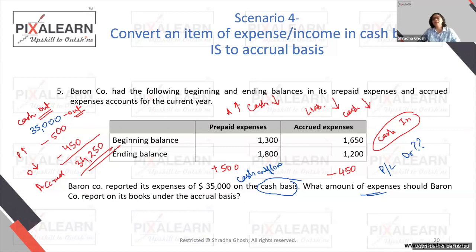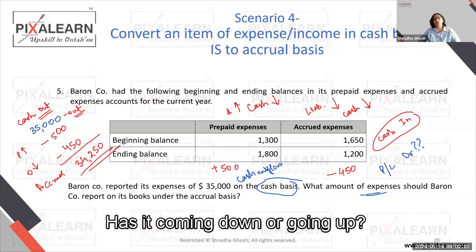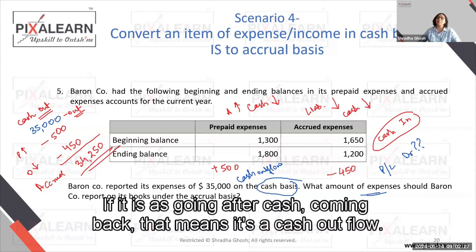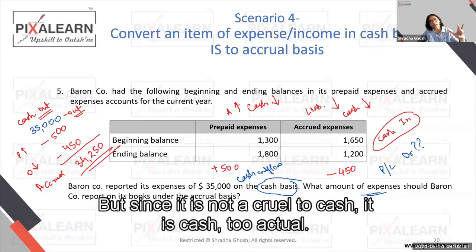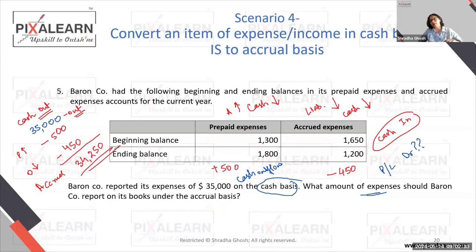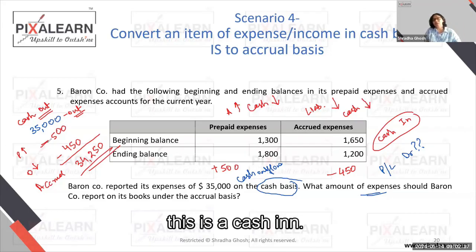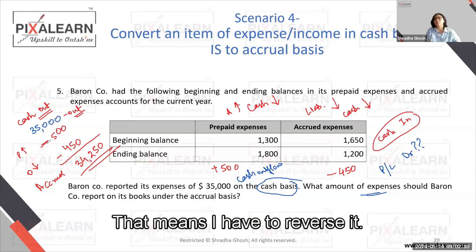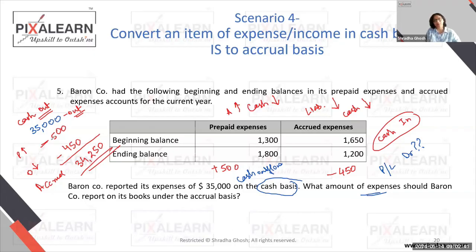What is happening? It's an asset. Asset coming down or going up? If it is asset going up, cash coming down. That means it's a cash outflow. But since it is not accrual to cash, it is cash to accrual, I will reverse it. It is a cash inflow. This is a cash in. I'm starting with the cash out. That means I have to reverse it.